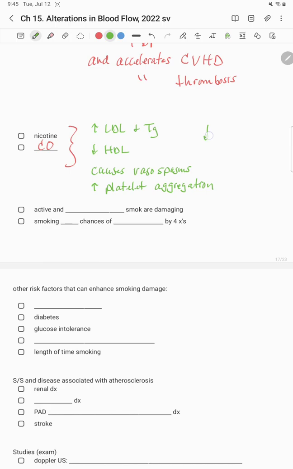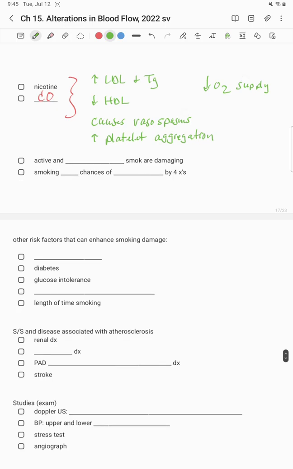And it decreases oxygen supply to tissue, which is a form of hypoxia or ischemia. Okay, active and passive smoking are damaging.